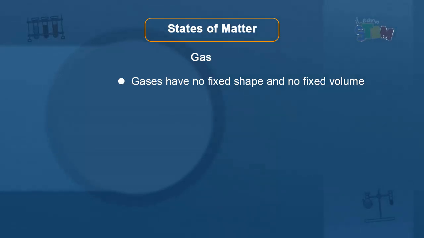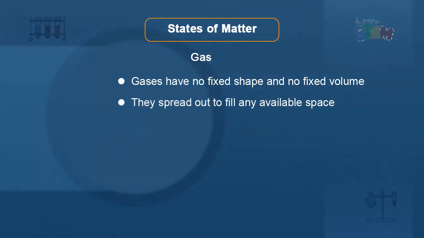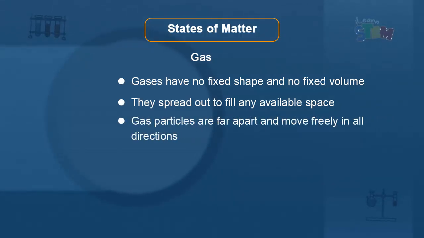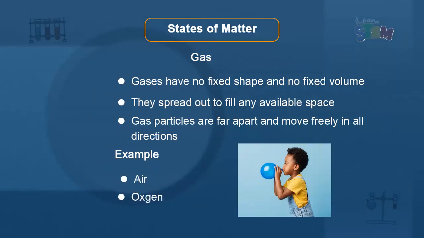Gas. A gas has no fixed shape and no fixed volume. This means it spreads out to fill any space available. The particles in gases are far apart and move freely. Examples of gases include air and oxygen. When you blow air into a balloon, it expands to take the shape of the balloon.